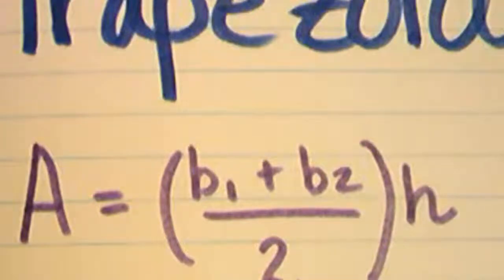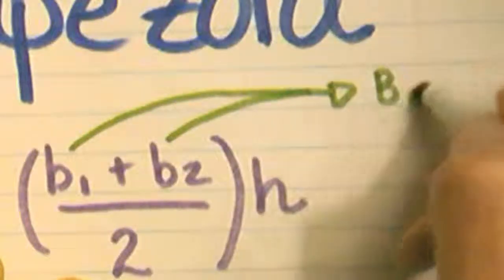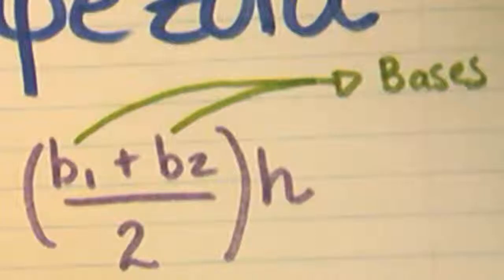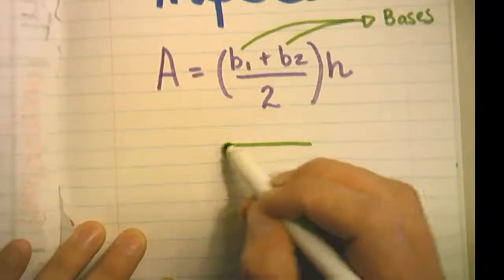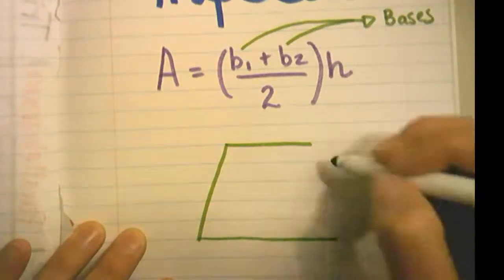What do B1 and B2 stand for? Base 1 and base 2. Yeah, good job. Those are the bases. How do you know what the bases are in a trapezoid? The top and the bottom?